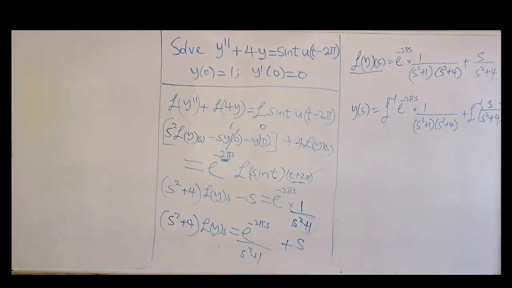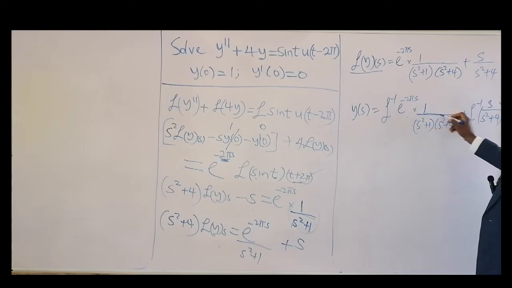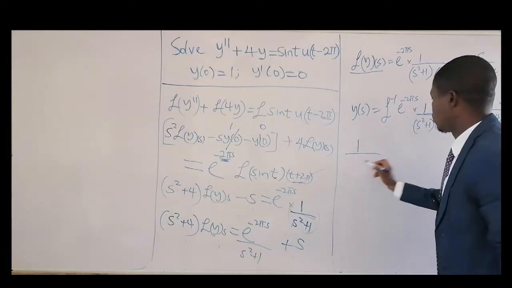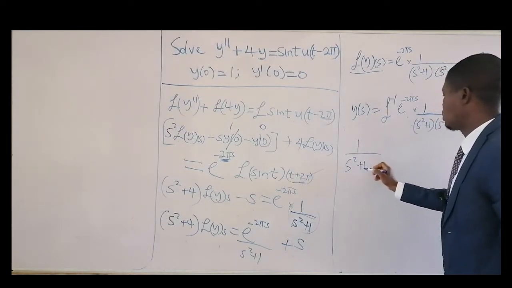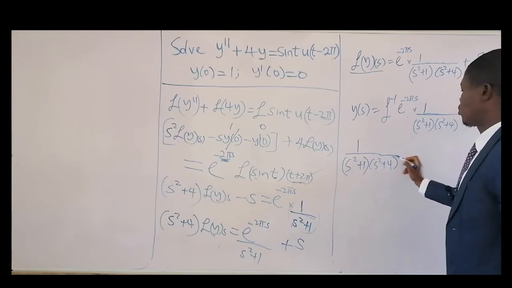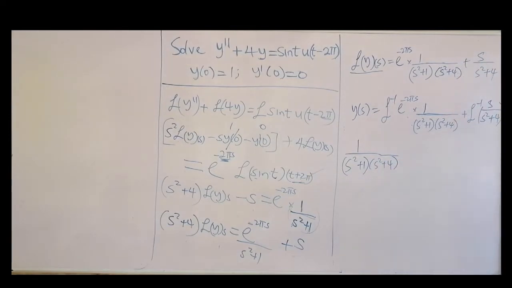Then the next thing to do is, first of all, resolve this fraction into partial fractions. Then we'll come back again to this place. So let's take this one now and solve it: 1 over (s squared plus 1)(s squared plus 4). The denominators are both quadratic, and you cannot factorize them.